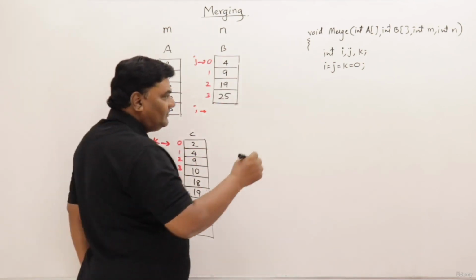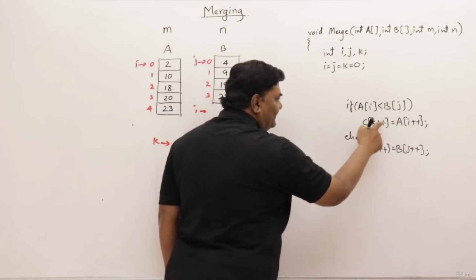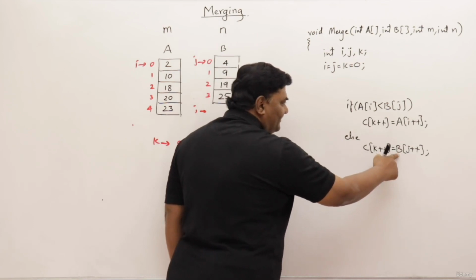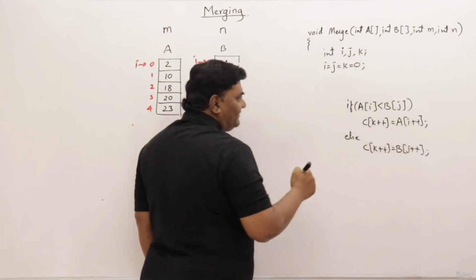So that code I will write down. If A of i is smaller than B of j, copy the A of i element into C of k and increment both i and k. Otherwise, copy the B element into array C and increment j as well as k.